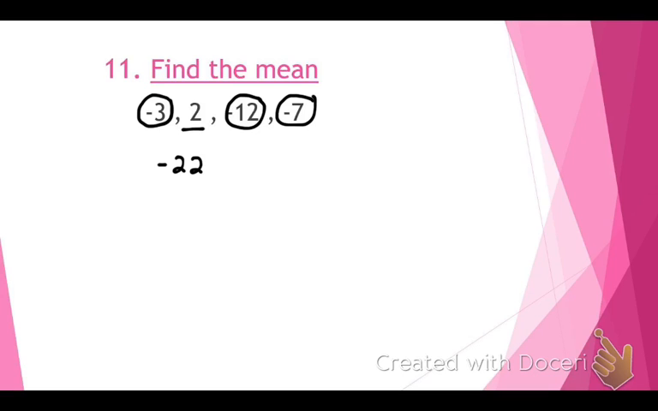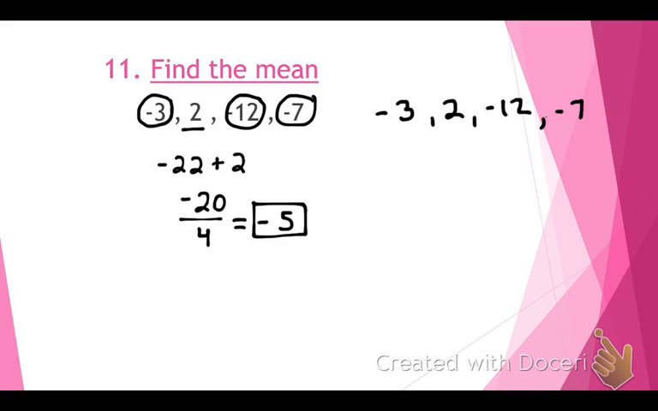Add the numbers and keep the sign. Plus, what are my positive numbers? 2. What is negative 22 plus 2? Negative 20. Is that my final answer? No, you have to divide by 4 because there were 4 numbers in my original data set. What is negative 20 divided by 4? Negative 5. So your mean, or your average, is negative 5.